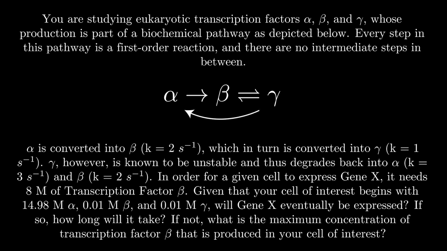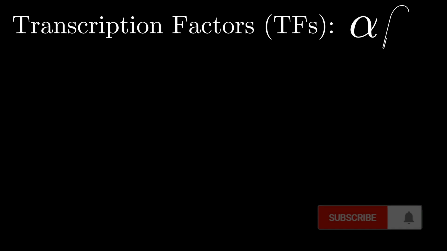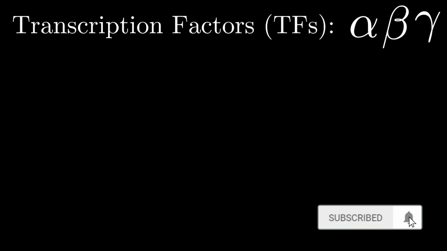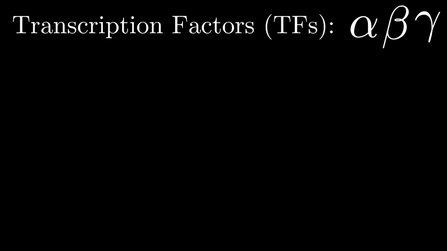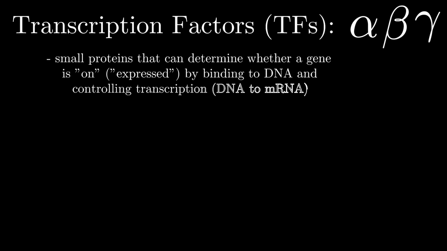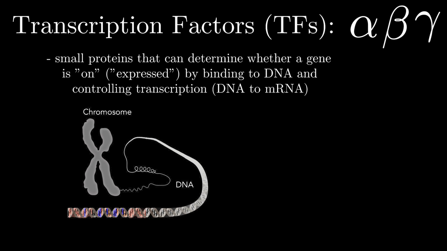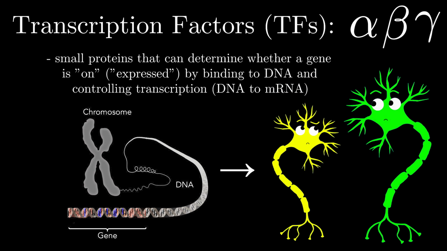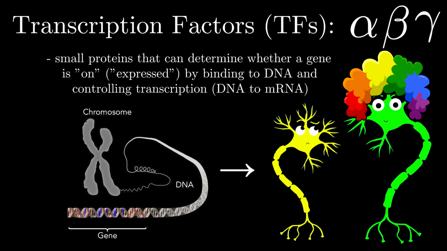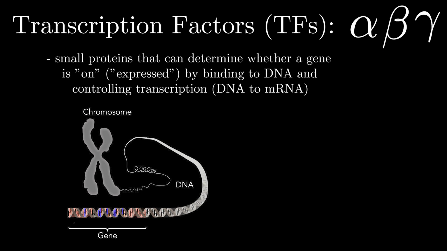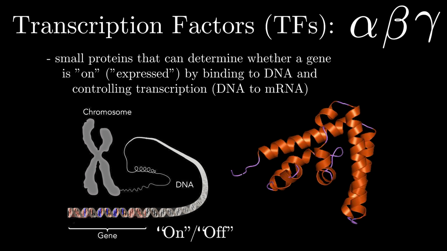Okay, let's break this question down. We're first introduced to 3 transcription factors, alpha, beta, and gamma. If you're familiar with biology, then you'll know that transcription factors are small proteins that help turn genes on. Basically, in your body's DNA, there are many important segments called genes, such as those that determine how tall you'll be or when to make keratin, which is in your hairs and nails. These genes can be turned on or off, and a major determinant of whether or not a gene is on is the presence of transcription factors.